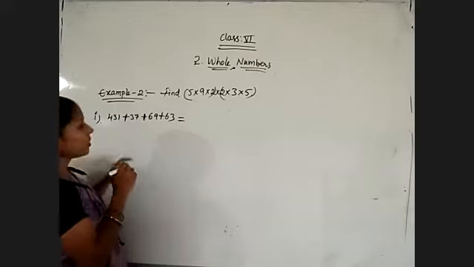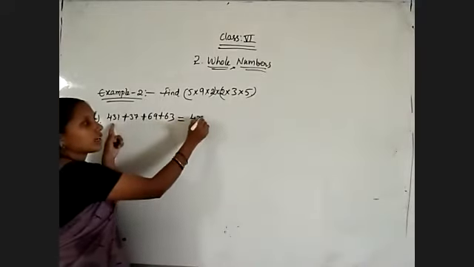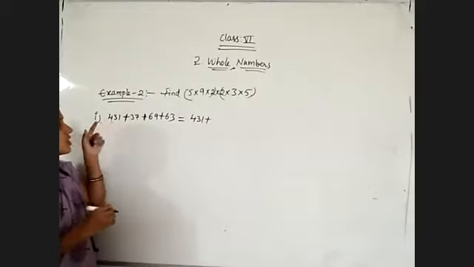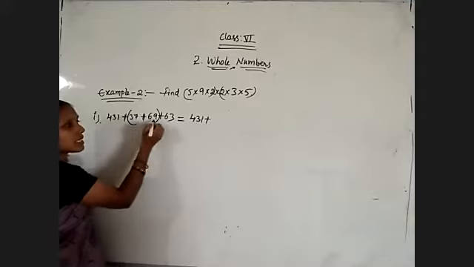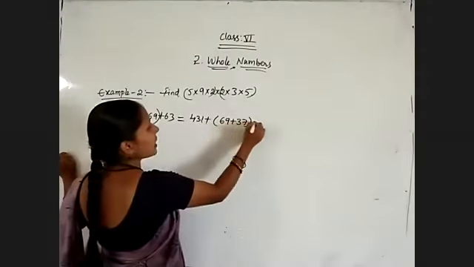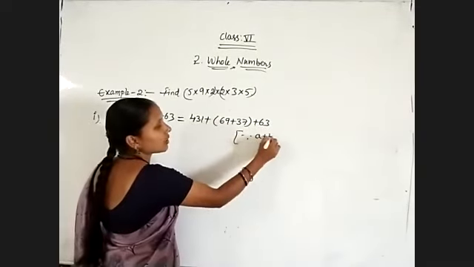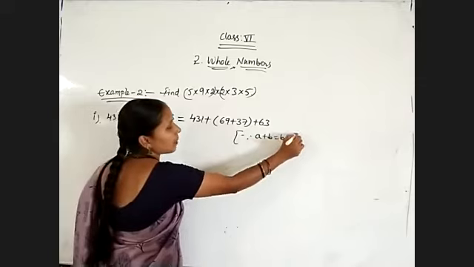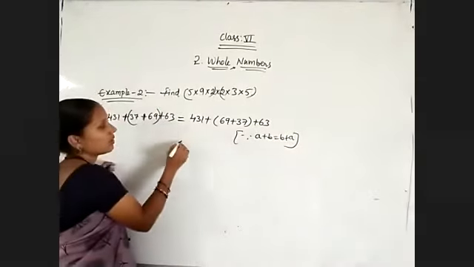Is equal to. So as I told you, first 431 write as it is. Then 69 this side, 37 this side. 69 plus 37 plus 63. So here I have used A plus B is equal to B plus A. That is the commutative property. Okay, we need to write the reason also, which is equal to.